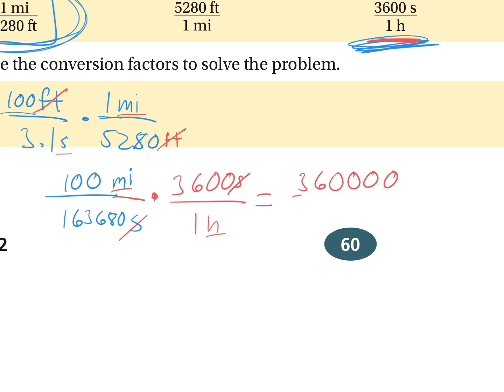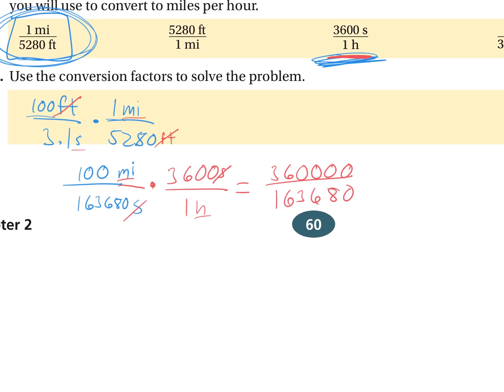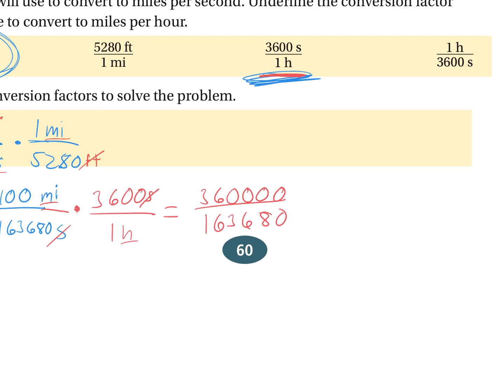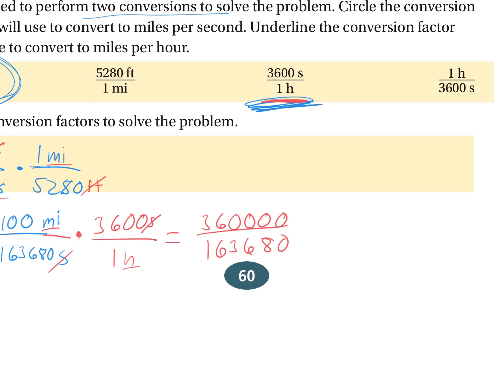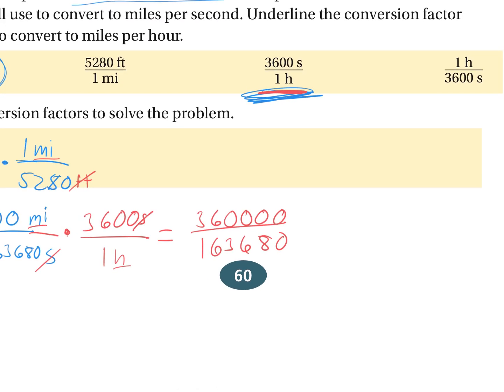360,000, right? And then divided by 163,680. All right, I know we've been doing a lot. Let's actually, I don't want you guys to divide all this out. At this point, just use a calculator, just approximate your answer.